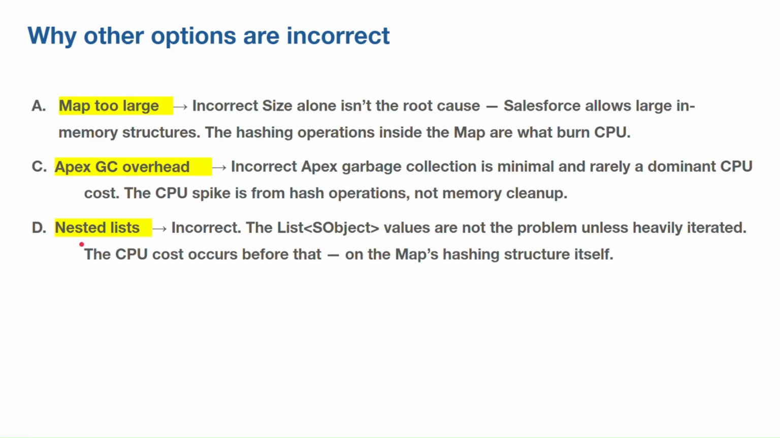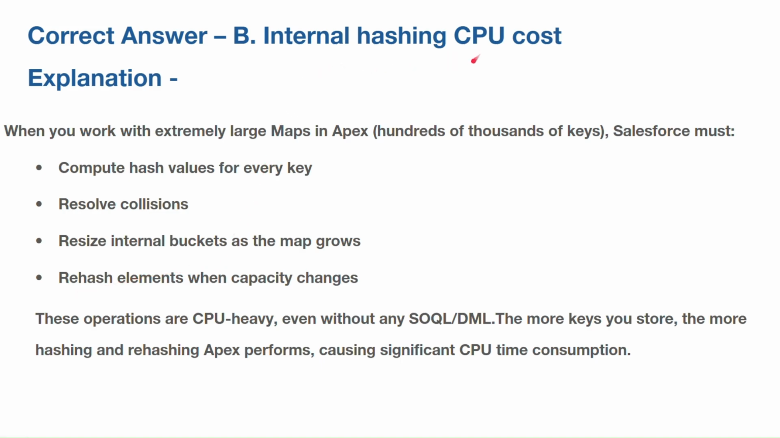Then the last incorrect option was nested list. It was not about the list of SObjects, unless you heavily iterate them, like inside a for loop. The CPU cost occurs before that, when you have declared your map and the CPU starts hashing it. The problem lies there. So the correct answer was internal hashing CPU cost.